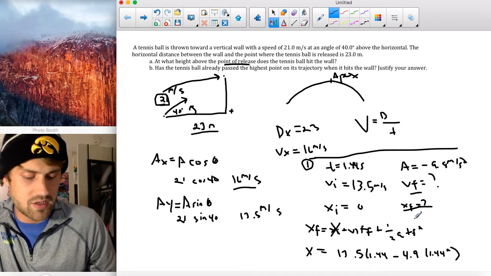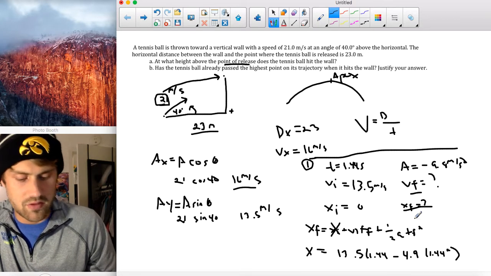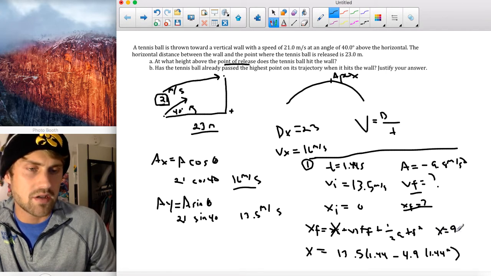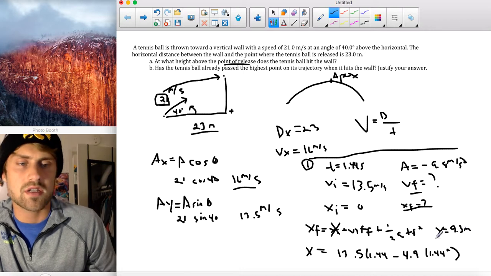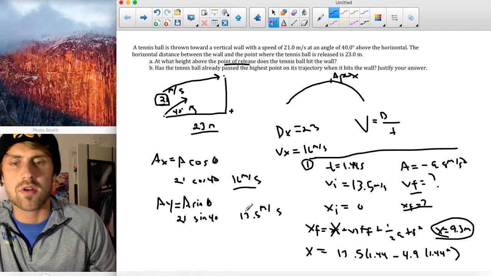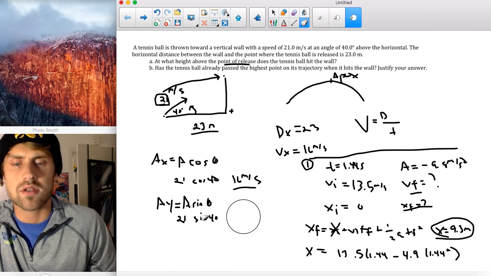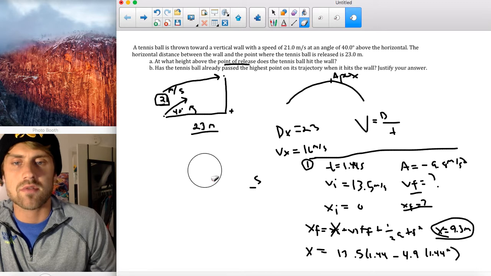When you plug all of that into your calculator, you find out that we hit the wall at a height of 9.3 meters from where we released it. So that's our answer for number 1. I'm going to erase a little bit of this over here so we have room to solve the second part.